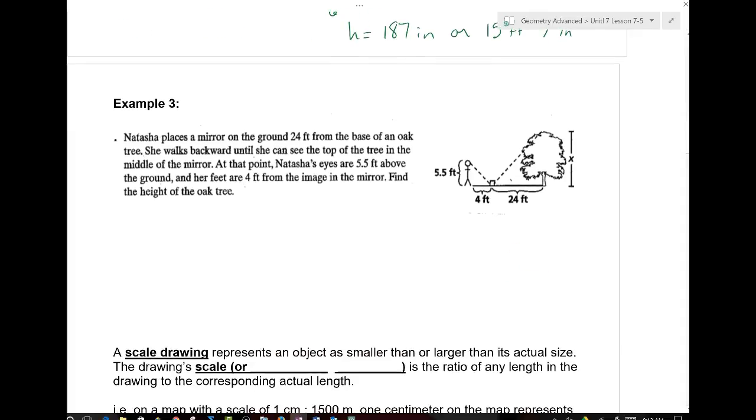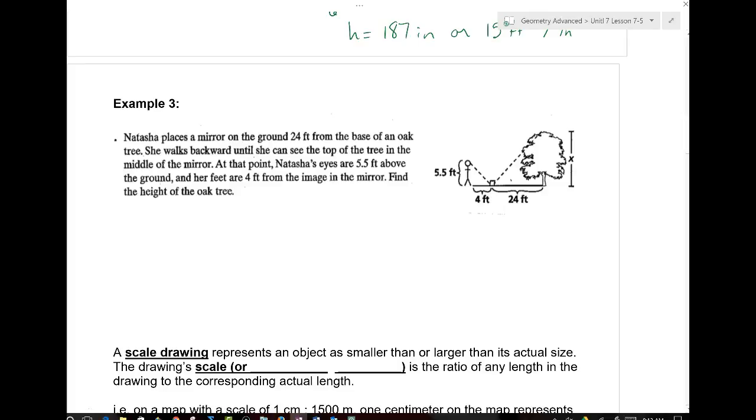All right, here's an example of indirect measurement that you might have actually talked about in physics. It says Natasha places a mirror on the ground 24 feet from the base of an oak. She walks backward until she sees the top of the tree in the middle of the mirror. At that point, Natasha's eyes are 5.5 feet above the ground and her feet are 4 feet from the image in the mirror. Find the height of the oak tree.